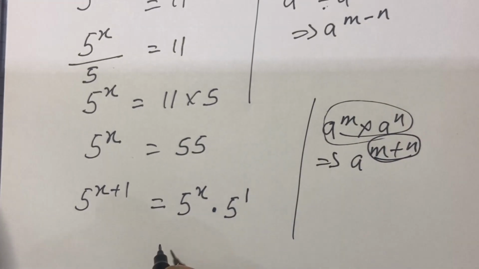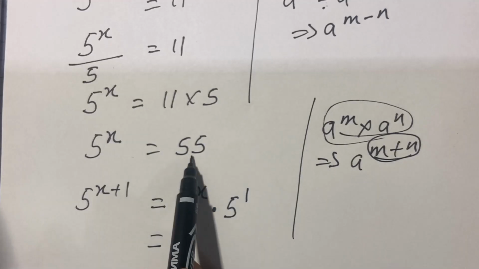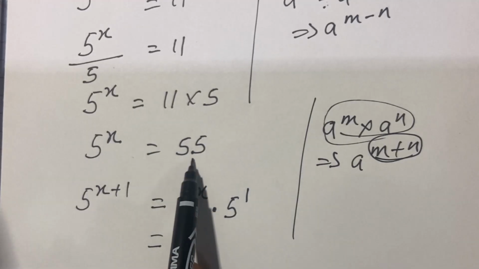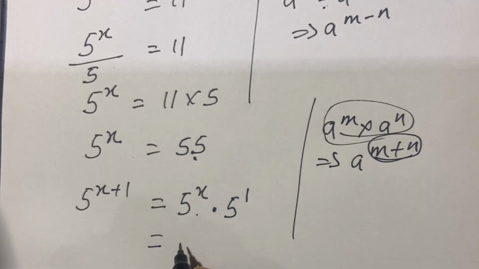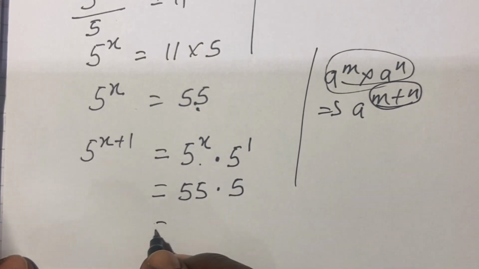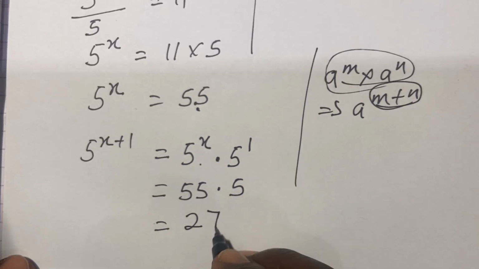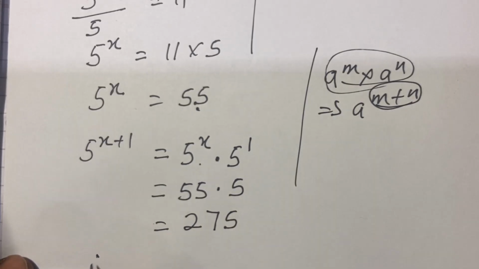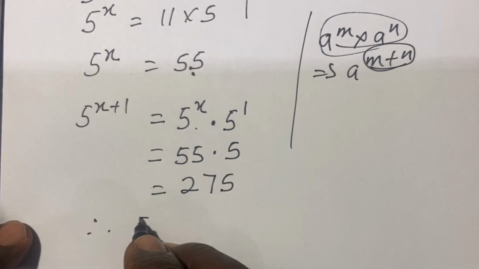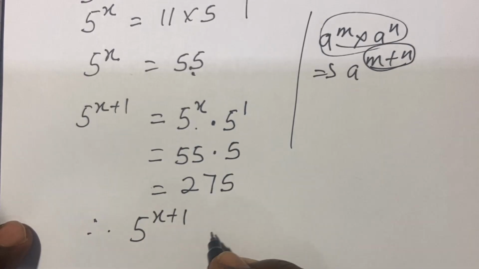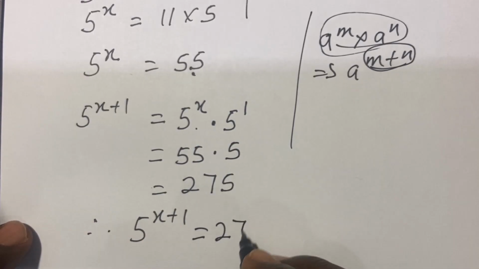So this is now equal to, we have 5 raised to the power x giving us 55 over here. So I have 55 multiplied by 5. So therefore, this is 275. Therefore, 5 raised to the power x plus 1 is equal to 275.